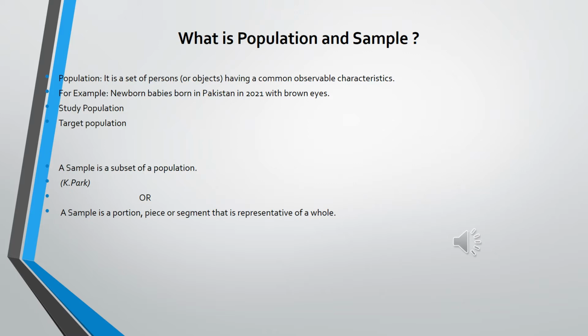And when a large proportion of individuals or items or units have to be studied, we take a sample. In statistics, a population is a pool of individuals from which a sample is drawn for a study. So a sample would be a subset of the population, and a sample is a portion, piece or segment that is representative of an entire population.